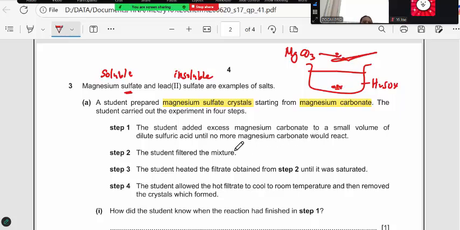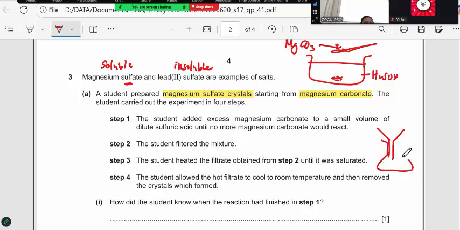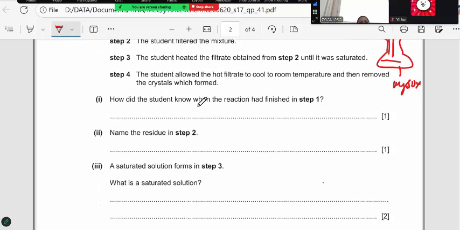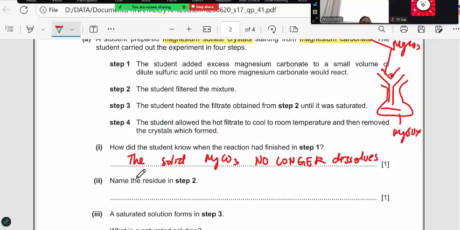The student then filtered the mixture. So here will be your excess magnesium carbonate, and here is your filtrate. Your filtrate is magnesium sulfate now. All the acid has been neutralized. Heat up until it is saturated, cool until crystals form, and then dry. The solid magnesium carbonate no longer dissolves. Name the residue. Residue means the excess. The question says name, so please write the name.